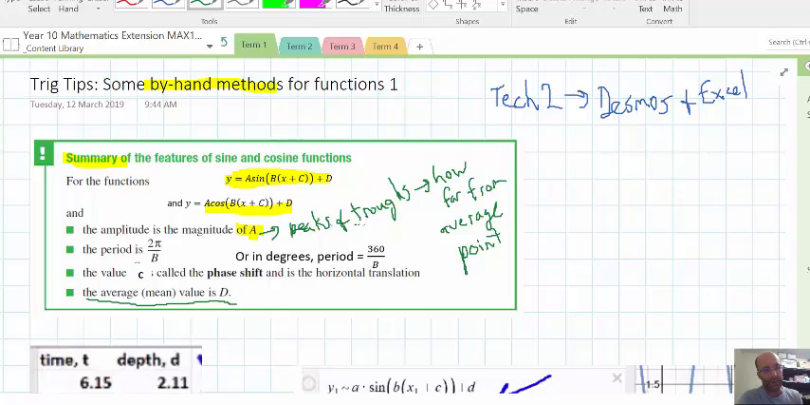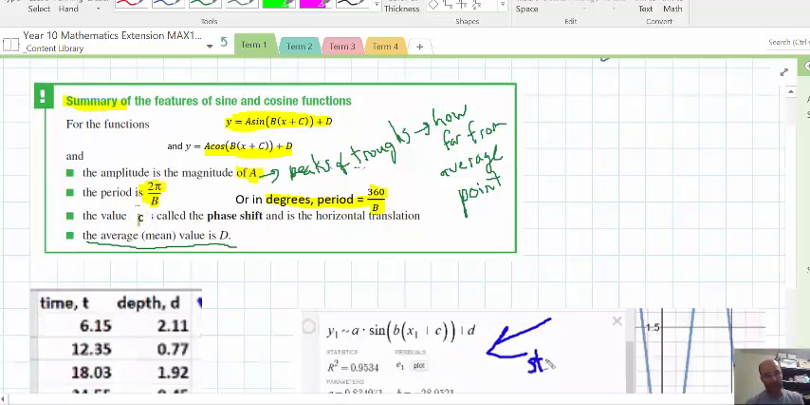What we've seen before too is that depending on if you're working in radians, the period is 2 pi divided by the parameter b. If we're working in degrees, the period is 360 divided by b. So it depends which angular measure you're working in.